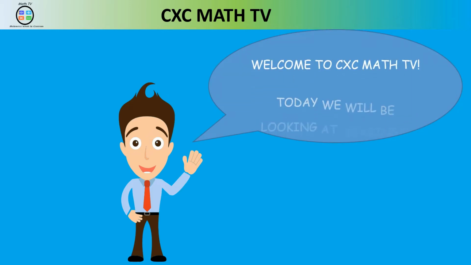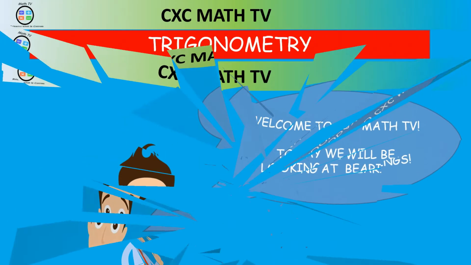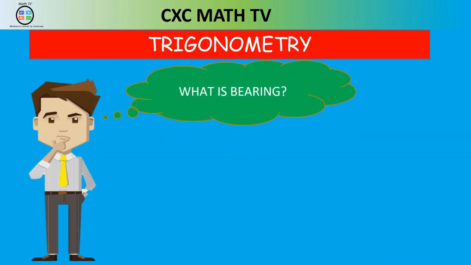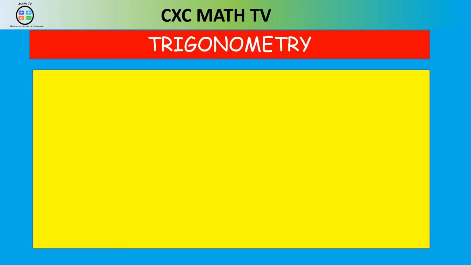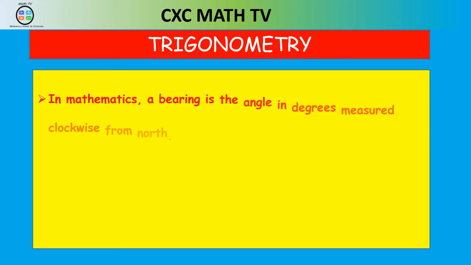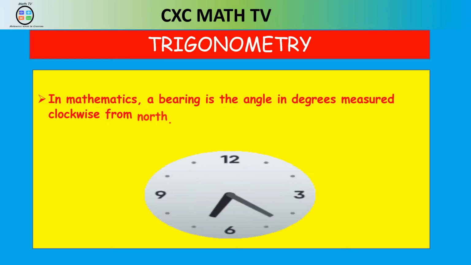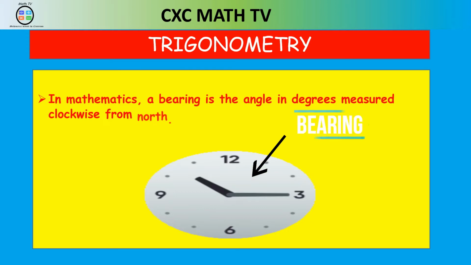Today we will be looking at bearings. So the important question of the day is, what is a bearing? Well, in mathematics, a bearing is just the angle in degrees measured in the clockwise direction from a north line. That's the first thing that we need to know about bearings. And the second thing is that we go in the clockwise direction. So how the clock turns, that is how we read our angle.